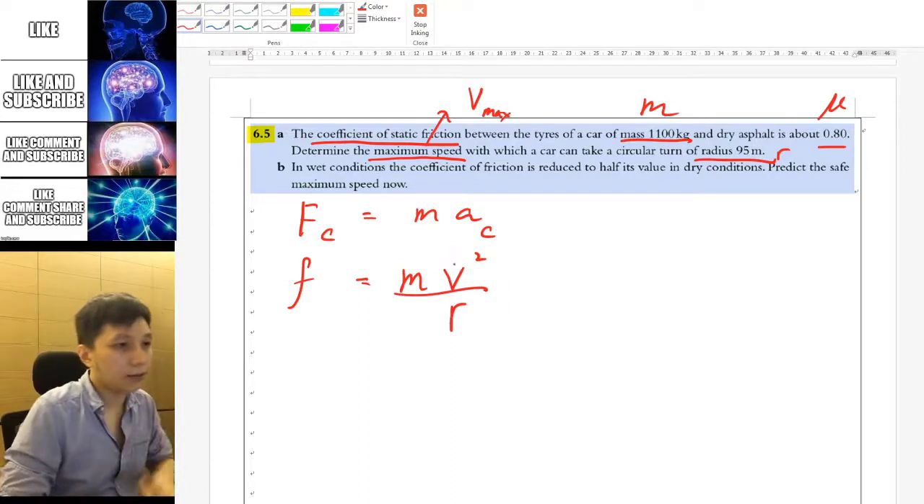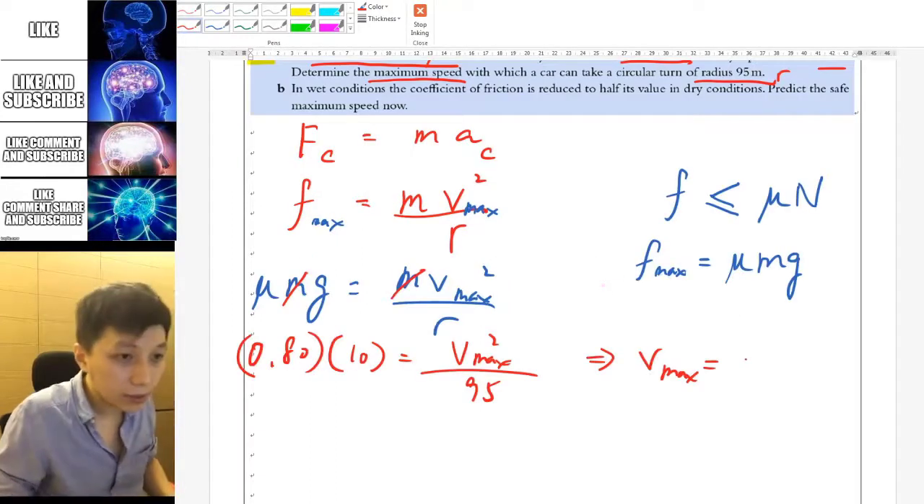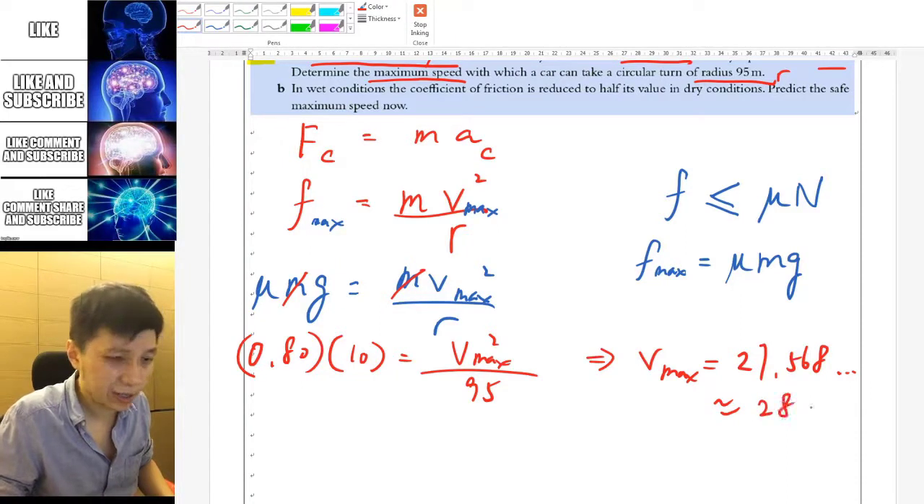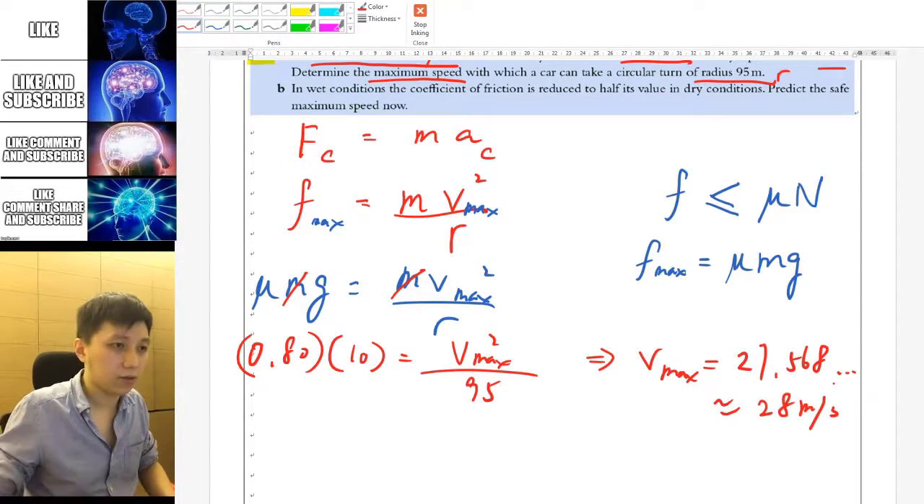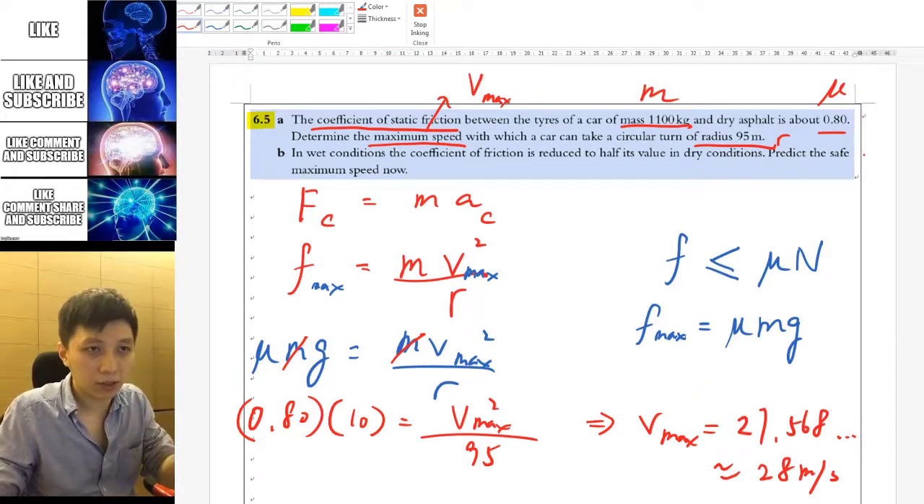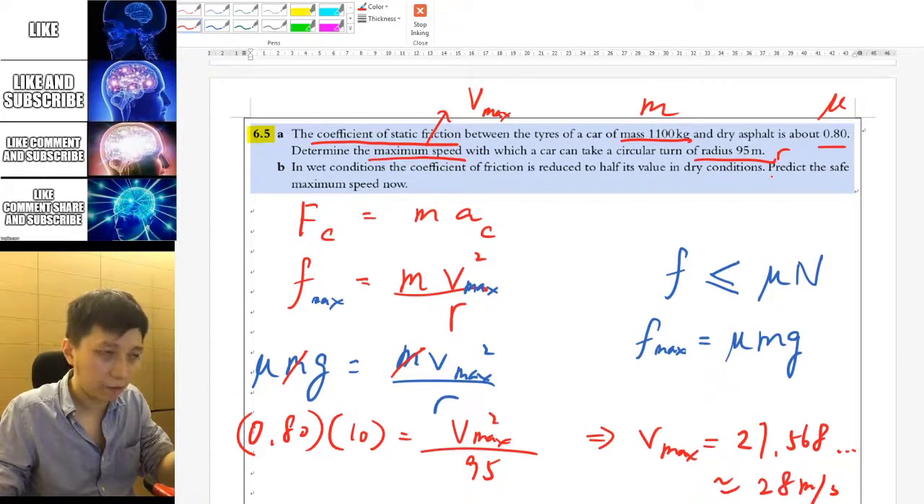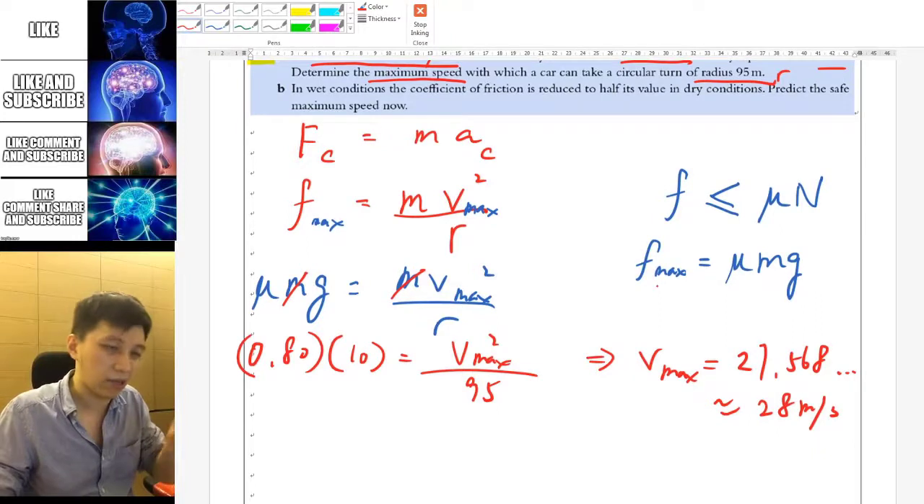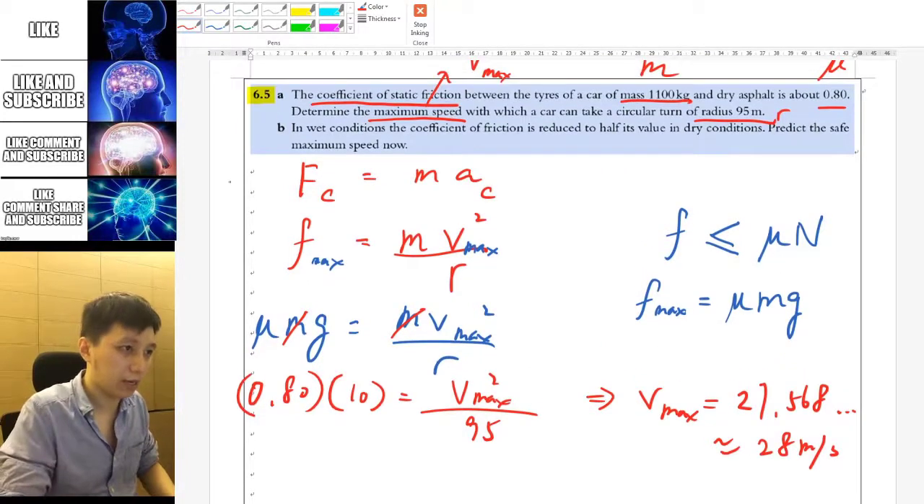Okay, and the answer is 27.568 something, and so we could round it to 28 meters per second. Okay, so this is under the circumstances of that much coefficient of friction, and also that much speed and that much radius. Yeah, that will be the configuration for part A.